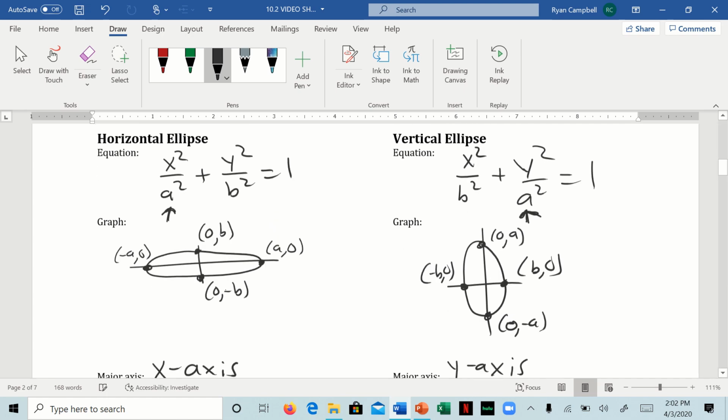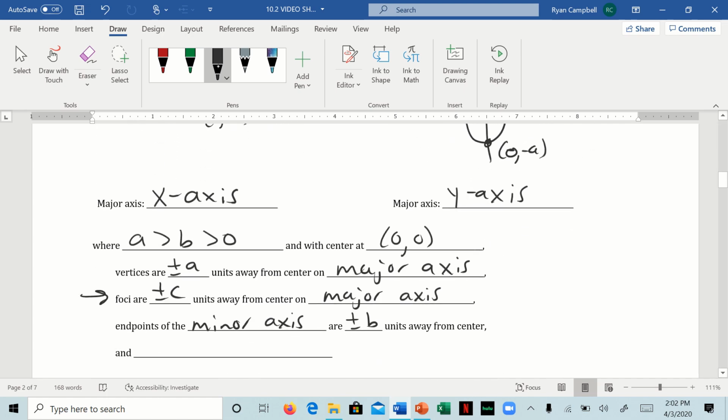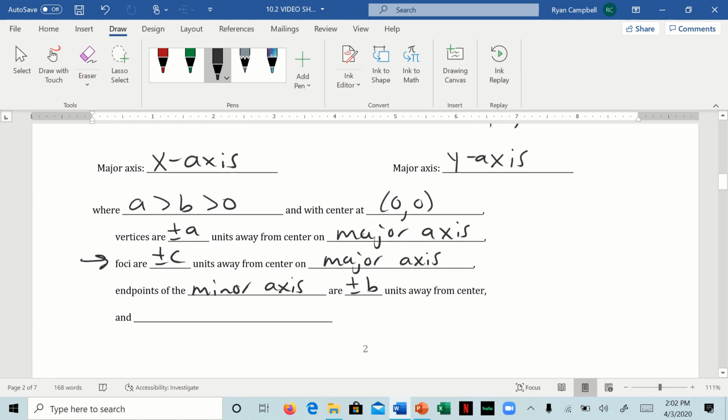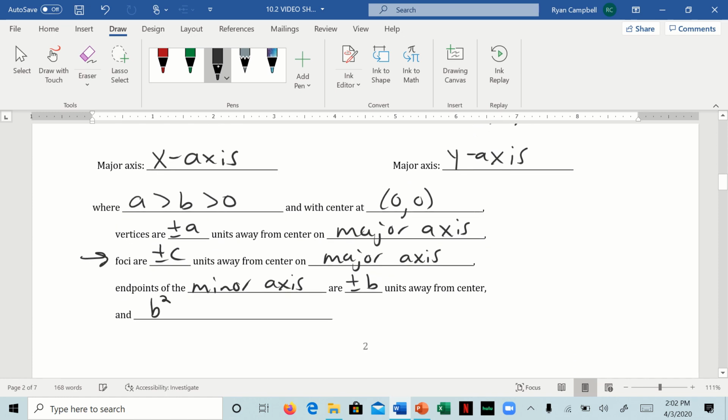We've talked about a and b, but we've also mentioned c. How do you get c? Well, we know that b squared is a squared minus c squared. So we can just solve that and figure it out from there.